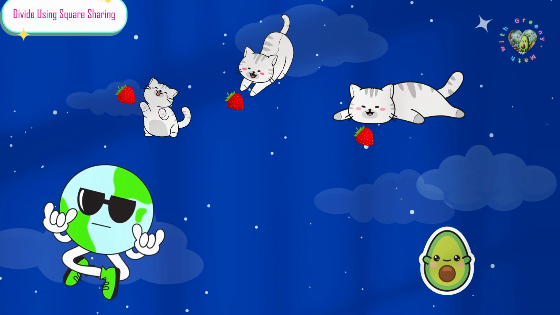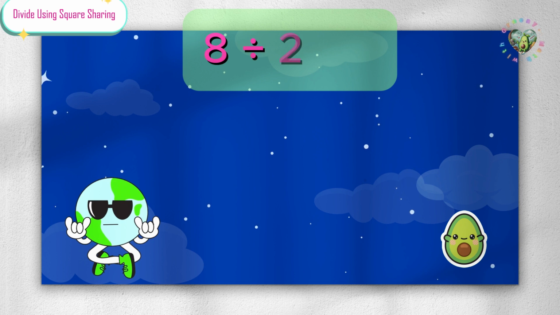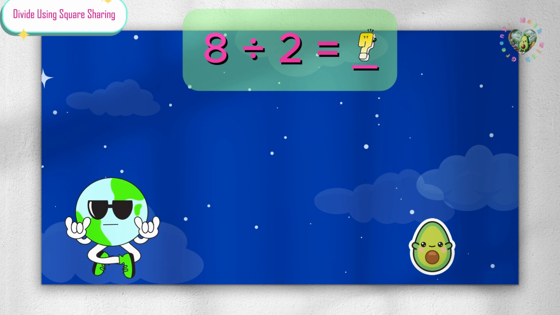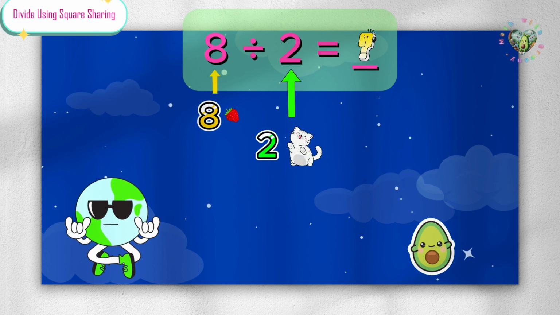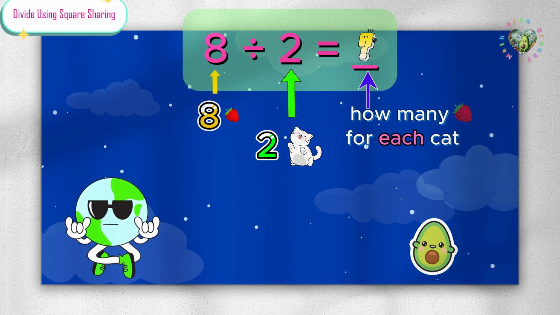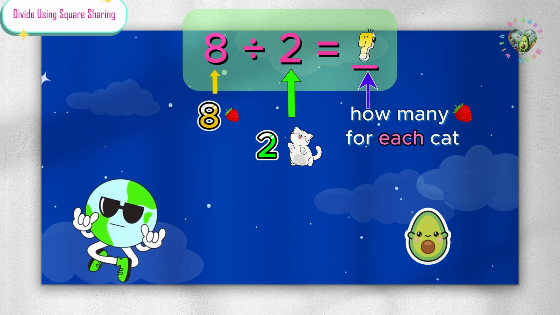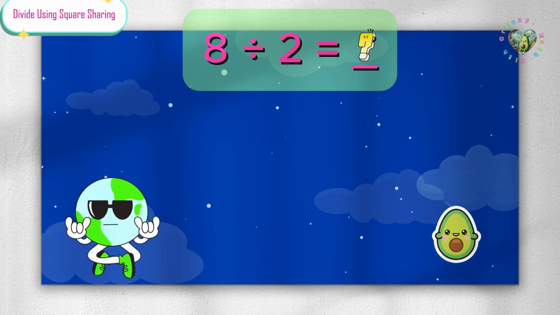Let's start with this one. 8 divided by 2. Do you know what that means? Well, does that mean we have 8 strawberries to share between 2 cats? We need to find out how many strawberries each cat gets. Exactly, Greenie. But now I need to draw 2 cats and the strawberries. That sounds a bit hard. I'm not sure how to do that.